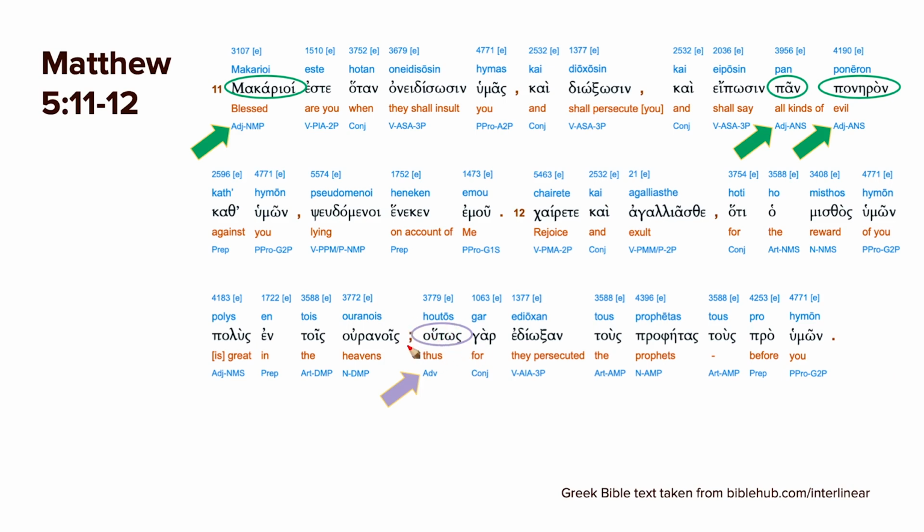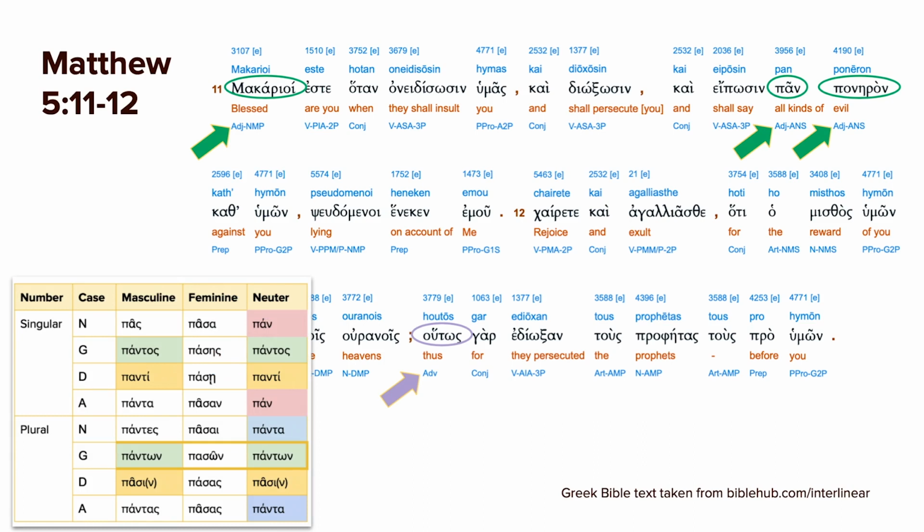So houtos, thus. All right, let's go ahead and look at just a little reminder of a few things. We have pan. In this case, all kinds of is accusative, neuter, singular. They say these things, so it's accusative because it's the direct object of say. And it's just neuter because it's all kinds of things. It's kind of a generic thing. So that's pan right here. Neuter, accusative, singular. Poneron. And then let's see, we have another one, I think.